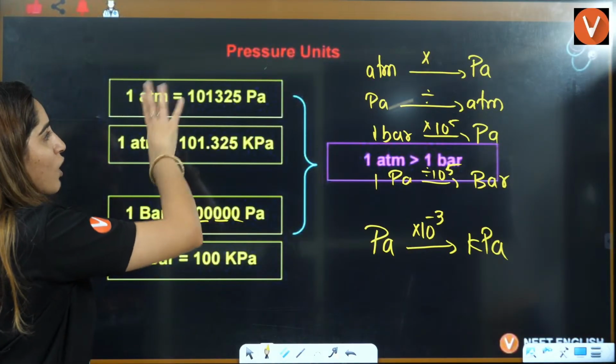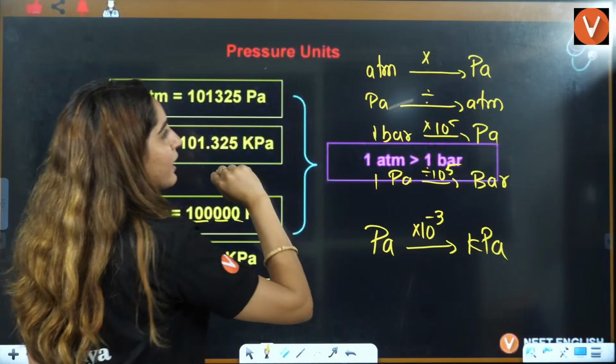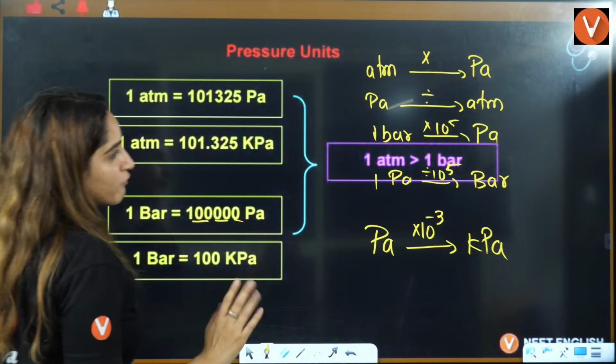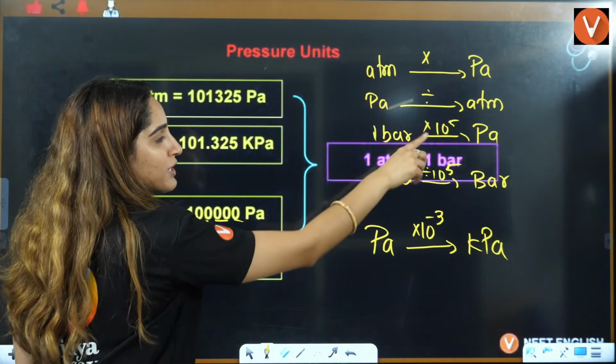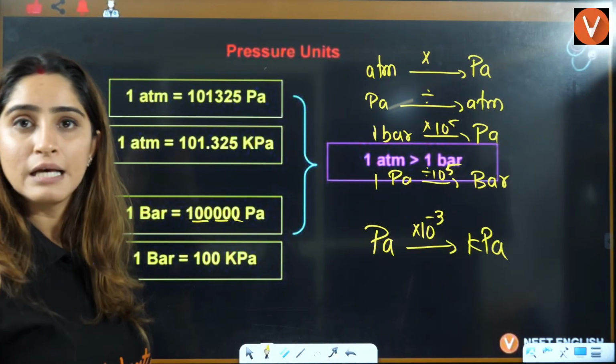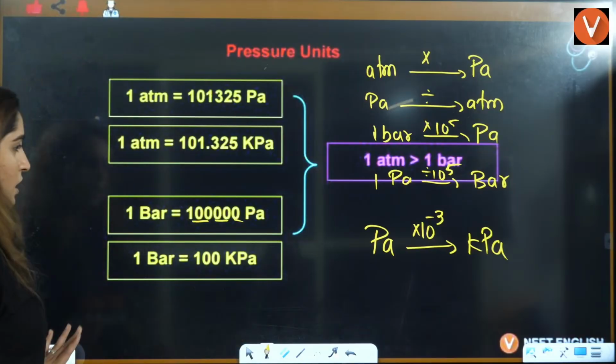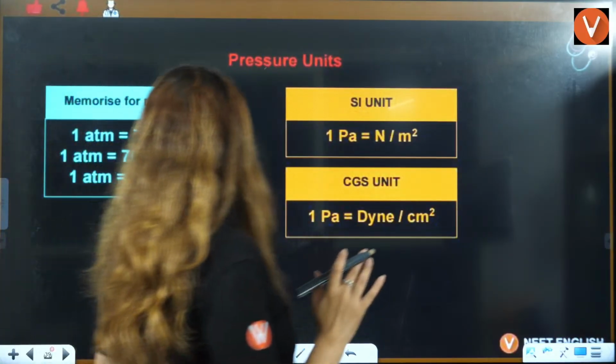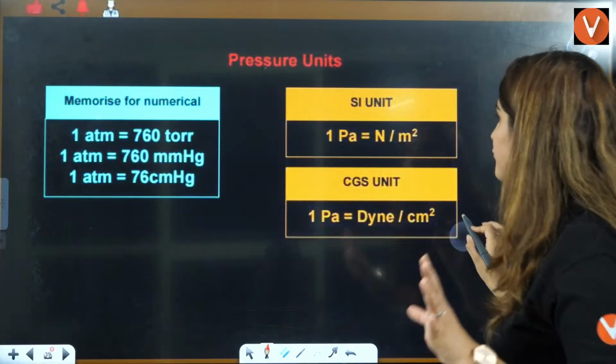So atmospheric to Pascal, you have to multiply. Pascal to atmospheric, you have to divide. Bar to Pascal, multiply with 10 raised to power 5. Pascal to bar, you have to divide with 10 raised to power 5. Remember this? Pascal to kilopascal, you can easily convert. Now, then we have the units.